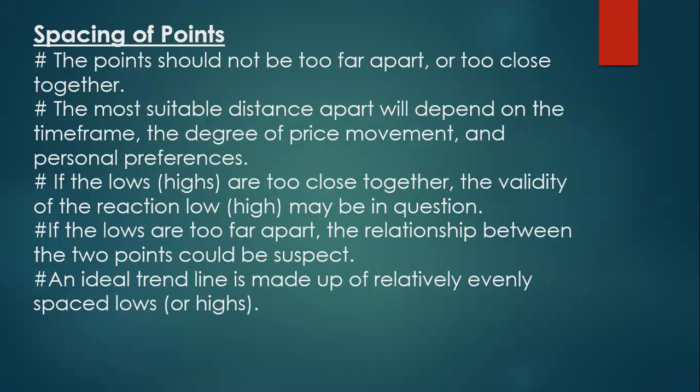Spacing of points. The points should not be too far apart or too close together. The most suitable distance apart will depend on the time frame, the degree of price movement, and your personal preference. If the lows or the highs are too close together, the validity of the reactions might be in question. If they are too far apart, the relationship of the 2 points could be suspect. An ideal trend line is made up of relatively even spaced lows or highs. What do I mean by this?